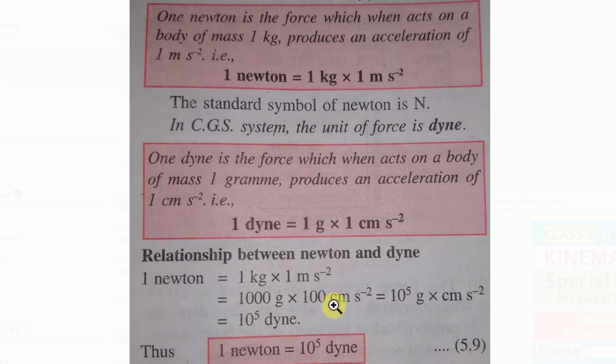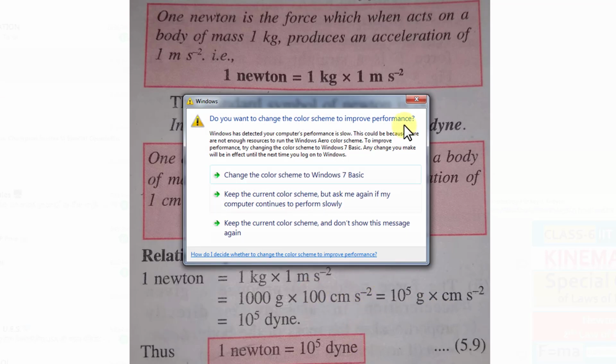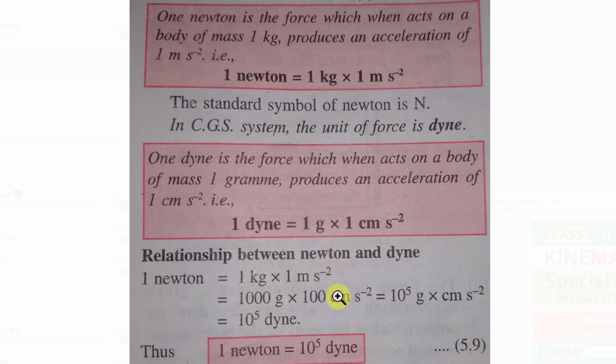Per second square as it is will be there. Meter to centimeter, 1 meter equal to 100 centimeter. So here 100 centimeter in place of 1 meter. So when we multiply, it's 10 to the power 5 gram centimeter per second square. This gram centimeter per second square is nothing but dyne. Is it not? So 10 to the power 5 dyne. So 1 Newton is equal to 10 to the power 5 dyne. Okay, this is the relation between SI unit and CGS unit of force.